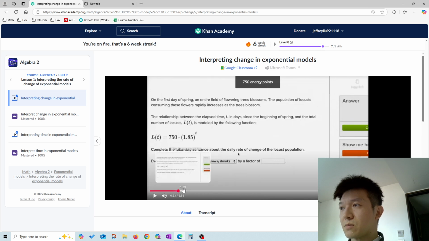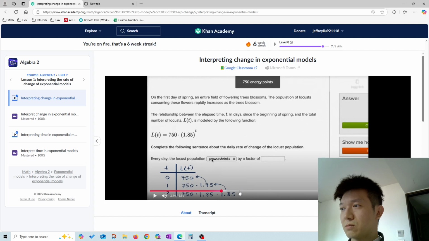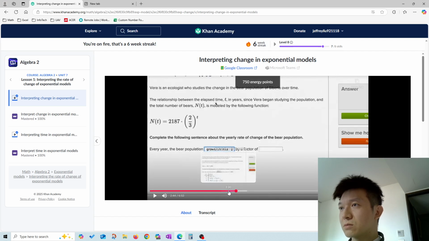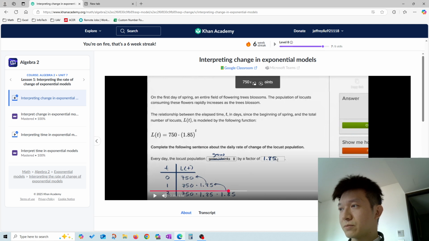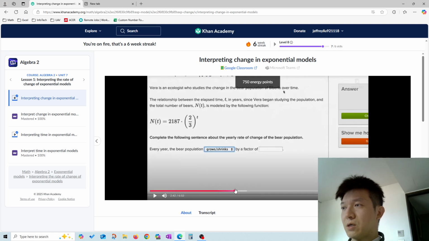So that's it. It grows by a factor of 1.85. And here are the tables. You can do the tables, or you can just interpret the model from here. Okay, let's do this one right here. We have time in years. There are some complex models that we're going to see later on.